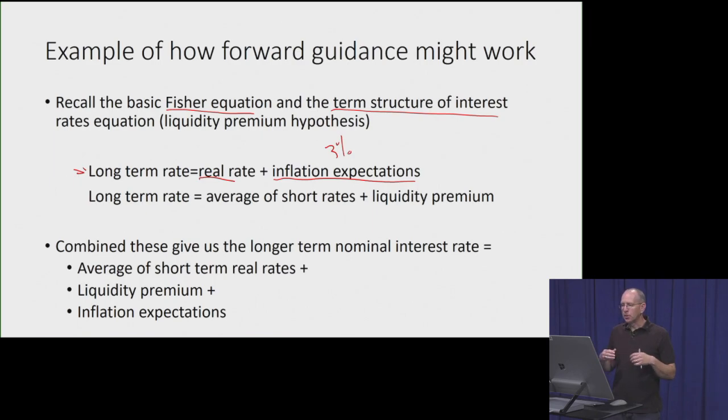The term structure equation says you can take a long-term rate and break it down again into two parts: the average of a whole bunch of short-term interest rates over the life of the instrument, and then this liquidity premium. In other words, the extra yield you have to give people to get them to hold a longer-term asset. So when you combine these concepts together, a long-term nominal interest rate can be thought of as the average of a bunch of short-term real rates, a liquidity premium, and an inflation premium.